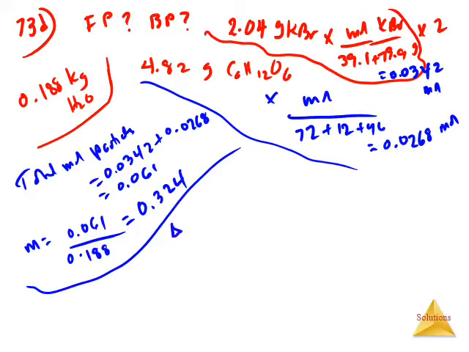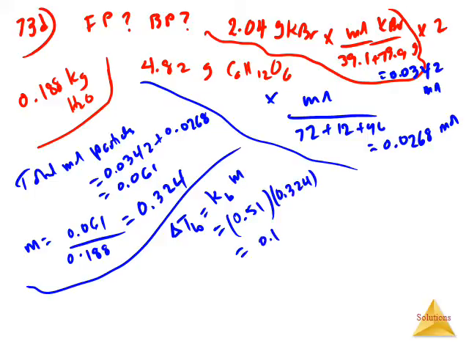So delta TB will be given by KB, that's a constant, times the molality. And KB is known for water, which is 0.51. And already we know the molality, which is 0.324. And this gives me 0.165. That means boiling point has to be elevated or increased by this quantity.